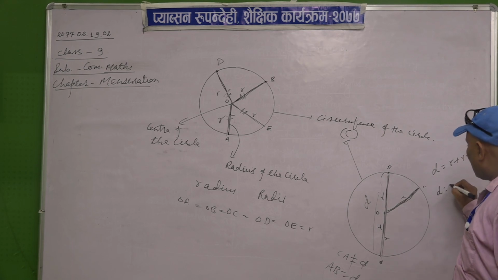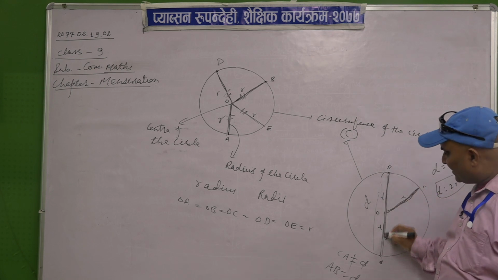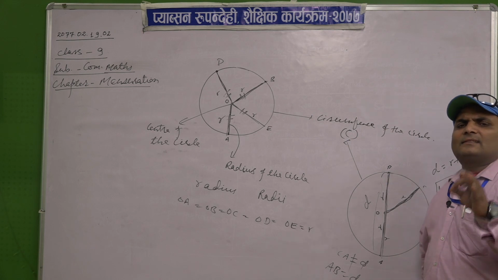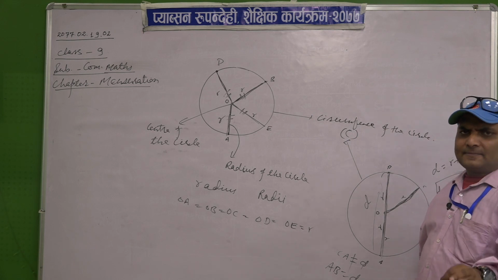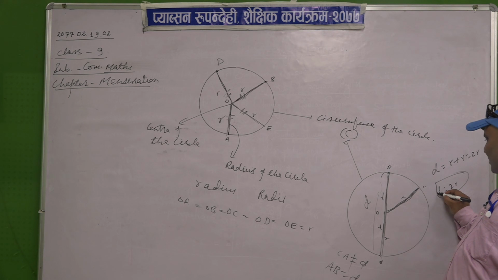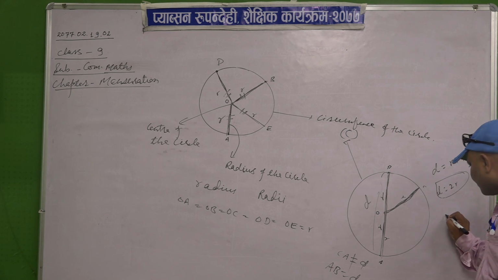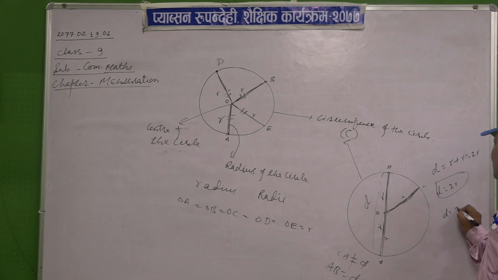In mensuration, we define diameter as the double distance of the radius. But in geometry, how do we define diameter? Diameter is a chord which passes through the center. That is the geometrical definition, but in mensuration, we define that diameter is the double distance of radius. So you can say this is a kind of formula also: D is equal to 2R.